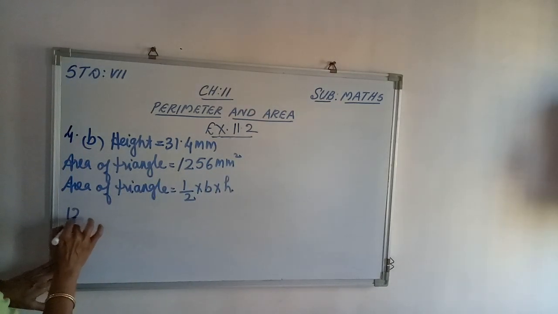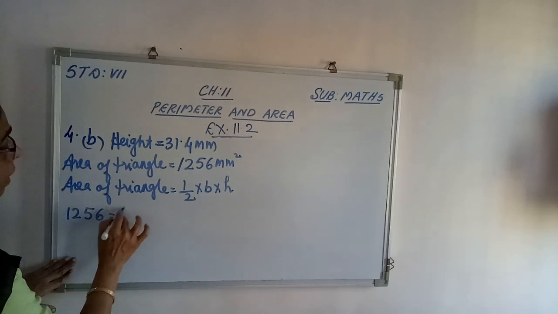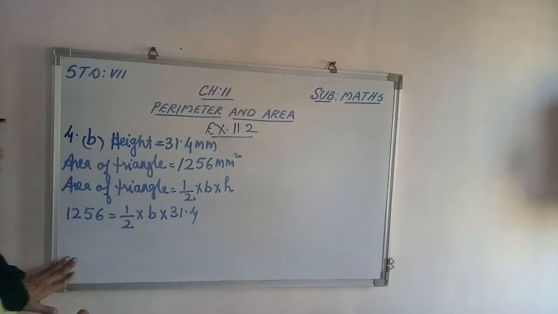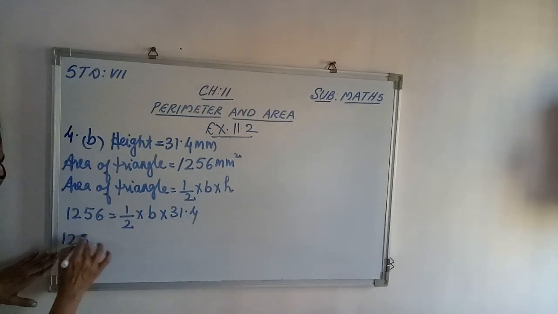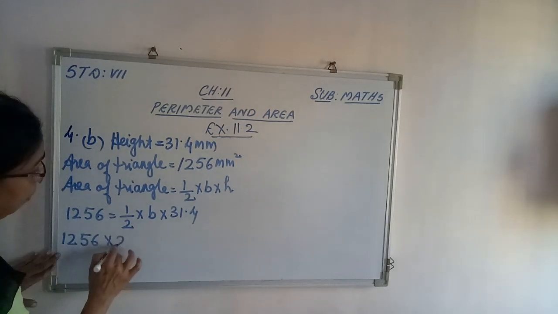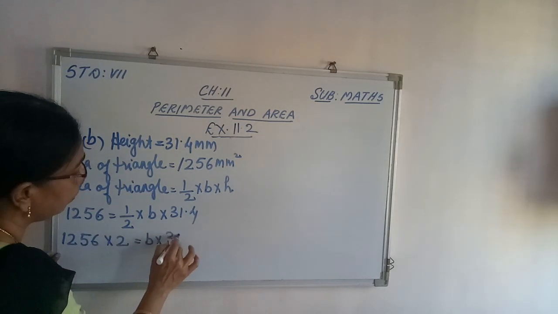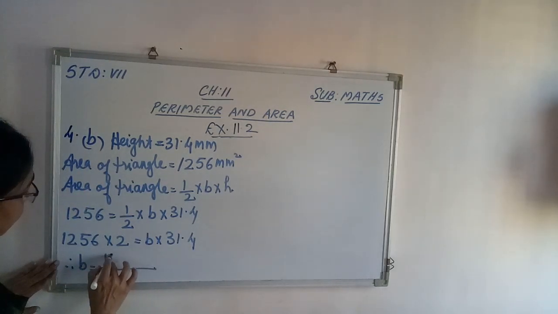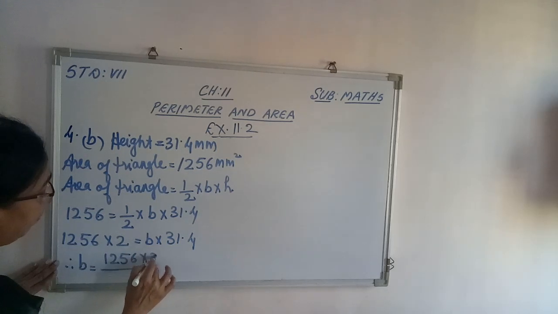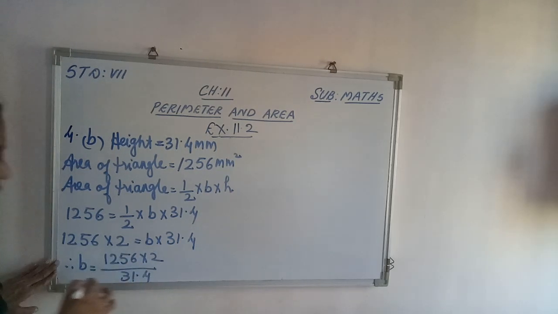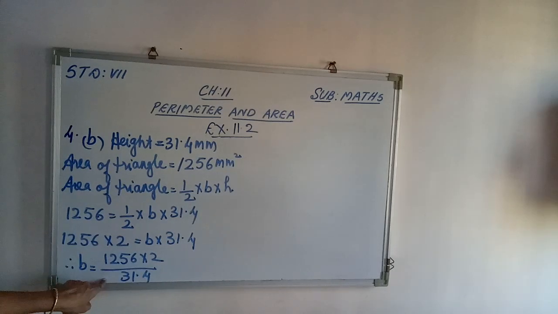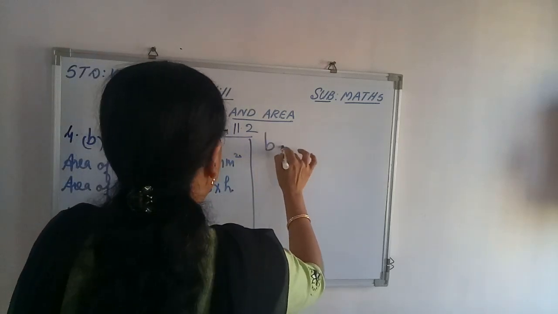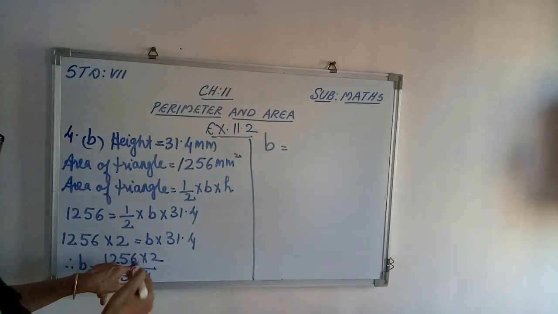Substitute the value. 1256 is equal to half into base into 31.4. Cross multiply. 1256 multiplied by 2 is equal to B into 31.4. Therefore, B is equal to 1256 multiplied by 2 upon 31.4. Denominator has 1 decimal, we can remove that decimal by multiplying with 10. So we get B is equal to, here see, multiply this.